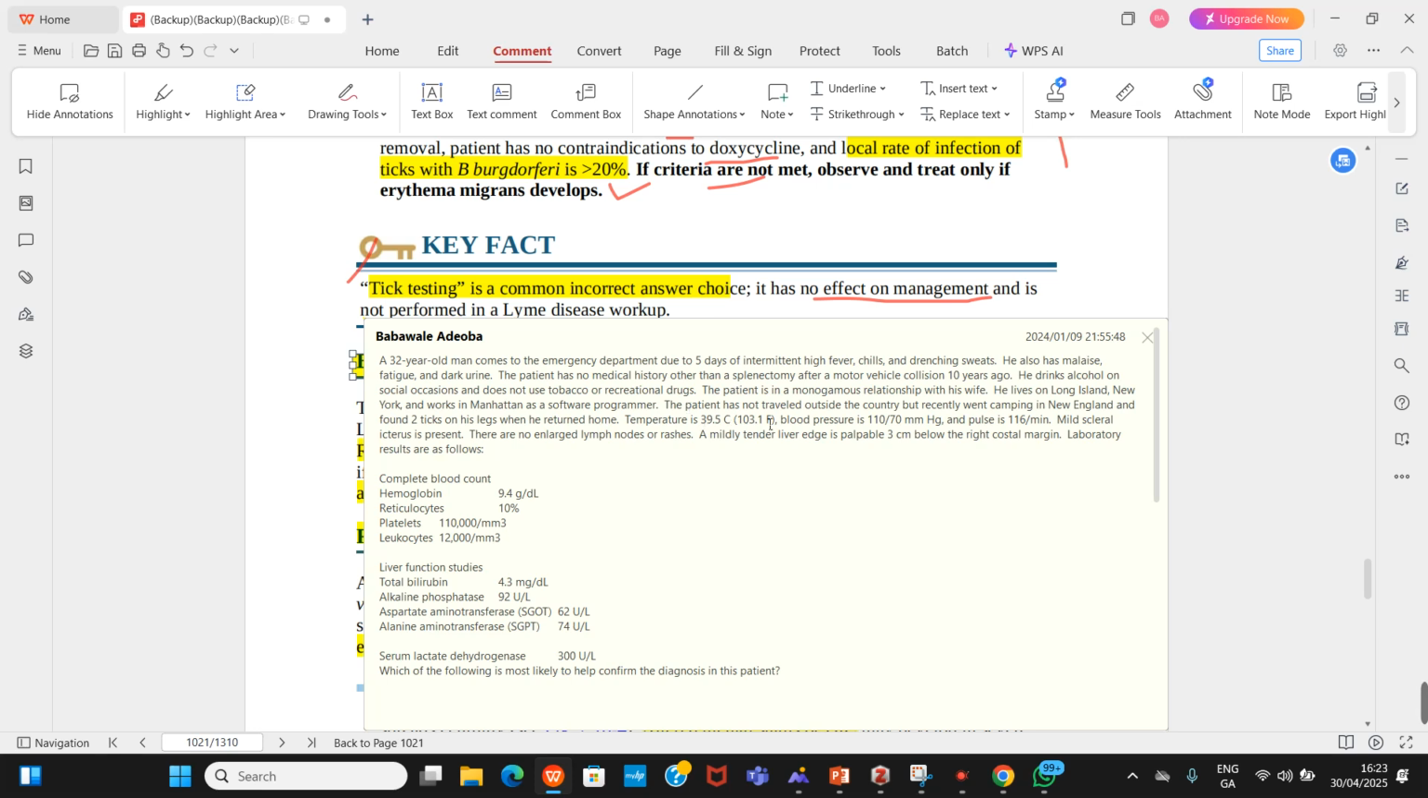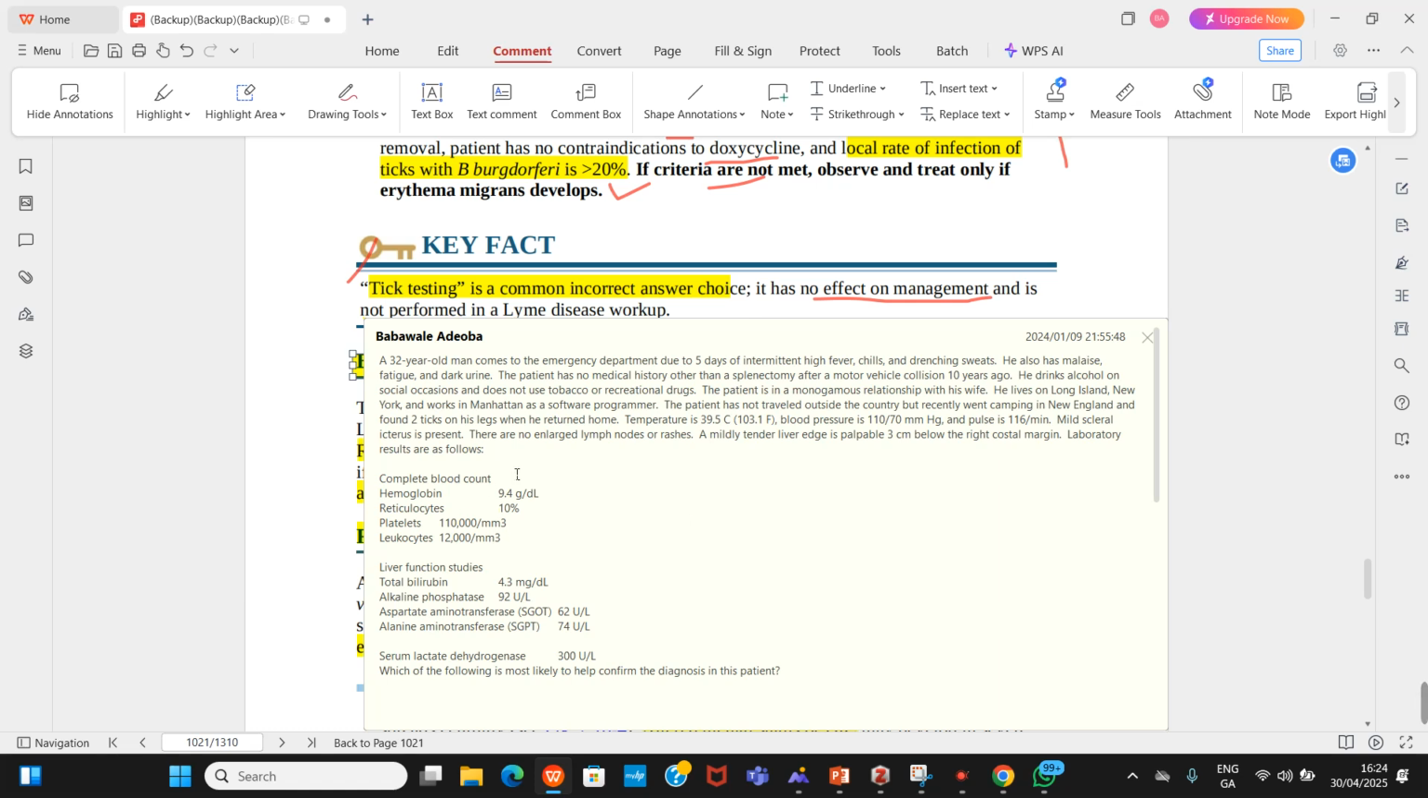The patient has not traveled outside the country but recently went camping in New England and found 2 ticks on his legs when he returned home. Temperature is 39.5, blood pressure is 110, pulse is 160. Mild scleral icterus is present. There are no enlarged lymph nodes or rashes. A mildly tender liver edge is palpable 3 cm below the right costal margin.